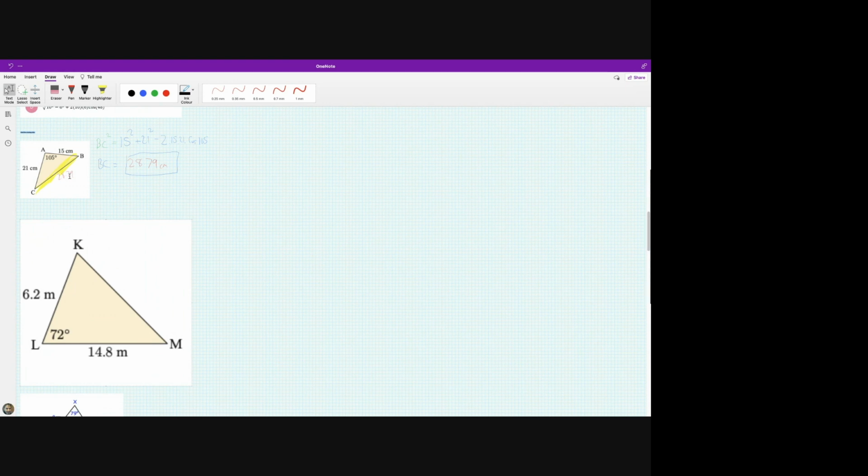What would you get for km? Start by writing out your template. You have a side, you have another side, and you have the angle in between, which means the cos rule. You know you have that template.